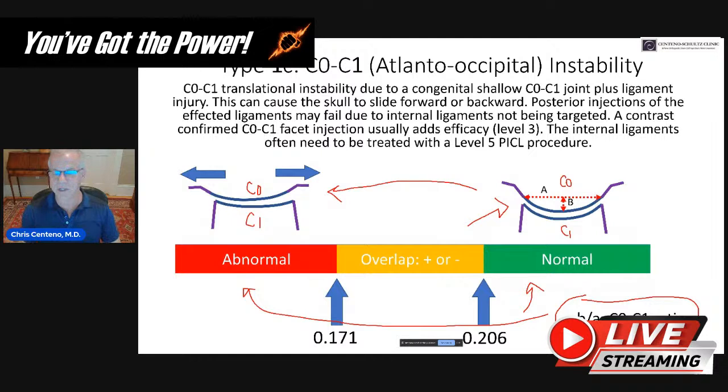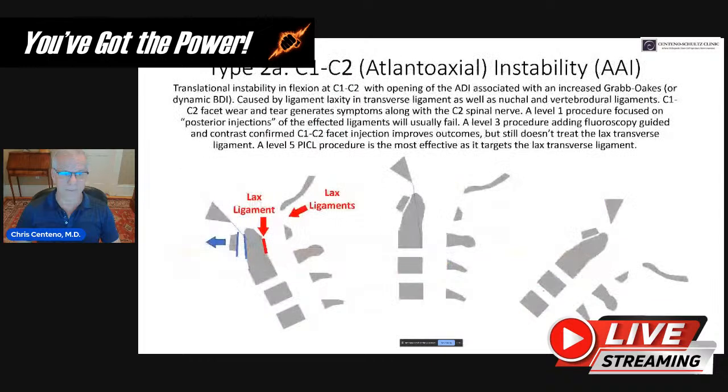But long story short is this is now a different kind of instability. So we need now to look at which ligaments are allowing this to happen. Obviously, if it's shifting posterior, then we're looking at anterior ligaments. If it's shifting anterior, we're looking at posterior ligaments. So again, trying to match the procedure to the problem.